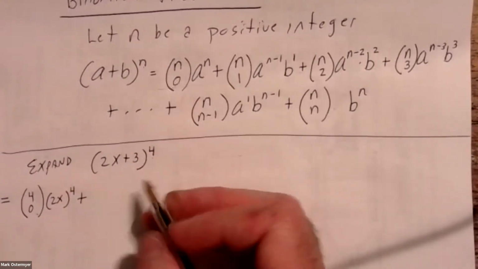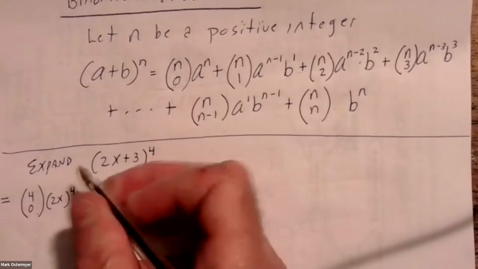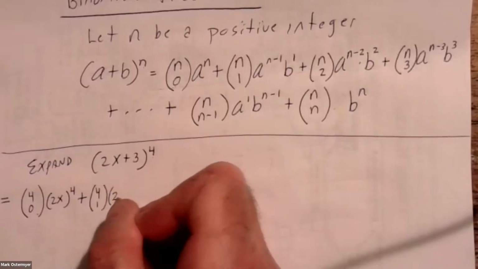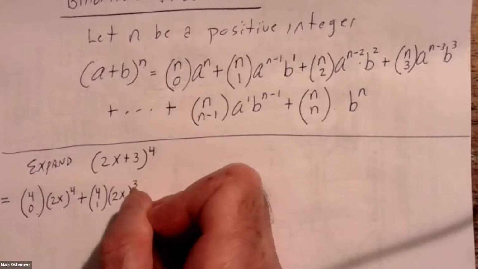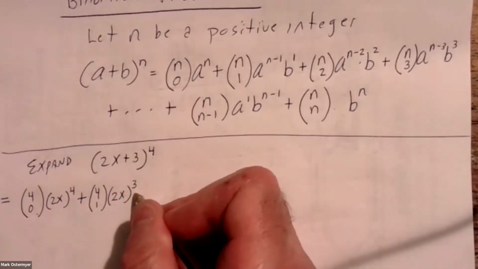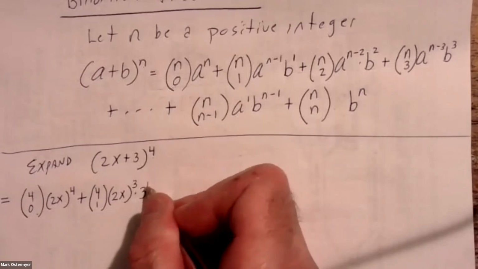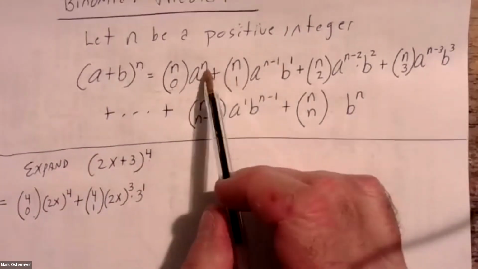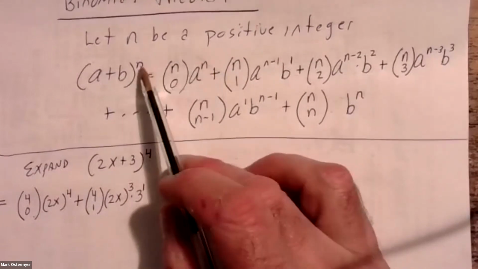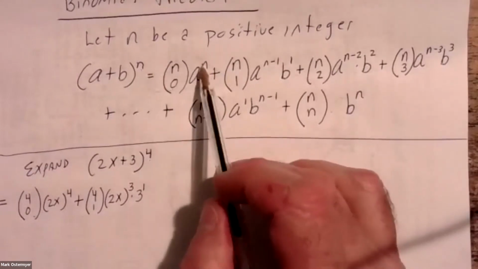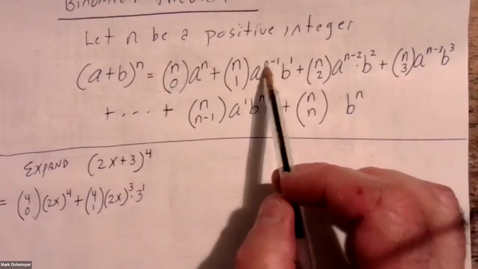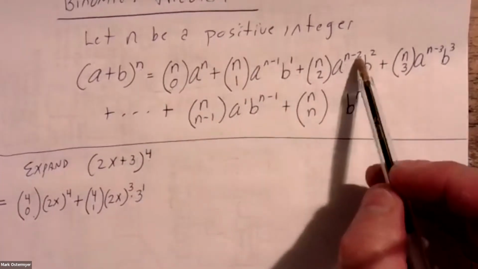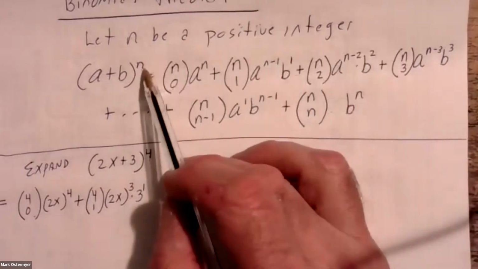Plus the second term, our second term's coefficient will be 4 in combination with 1 times the first term's power decreased by 1 down to the 3rd power times the second term's power increased by 1. One other thing I just want to point out with the binomial theorem, notice the sum of the exponents is always equal to the power the binomial is being raised to, nth power. N minus 1 plus 1 adds up to nth power. N minus 2 plus 2 adds up to the nth power.